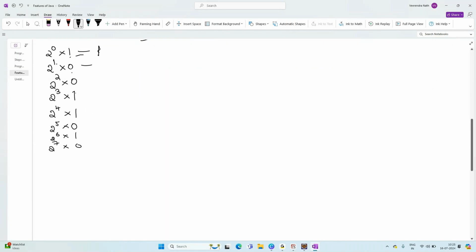2 to the power of 1 is how much? 2. 2 into 0, 0. 2 to the power of 2 how much? 4. 4 into 0, 0. 2 to the power of 3 how much? 8. 8 into 1, 8. 2 to the power of 4 how much? 16. 16 into 1, 16. 2 to the power of 5 into 0, 0. 2 to the power of 6 how much? 64. 64 into 1, 64. 2 to the power of 7 how much? 128. 128 into 0 is 0.